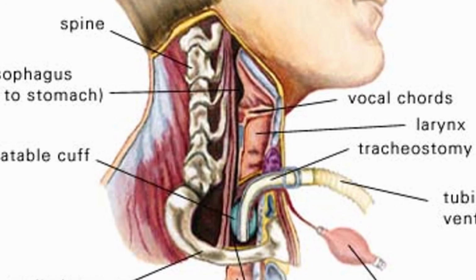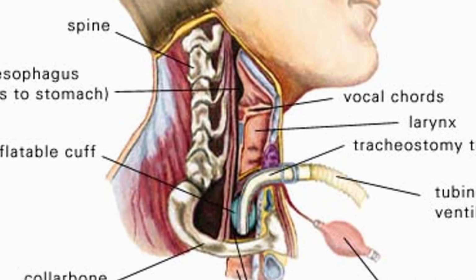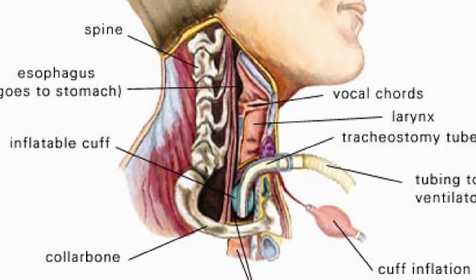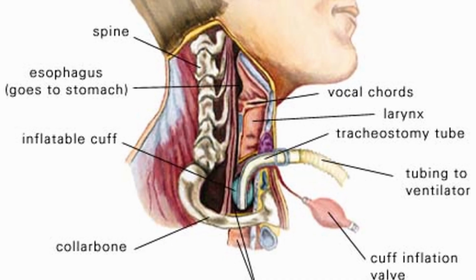A tracheostomy is a surgically created opening in the neck into the trachea, typically between the second and third tracheal rings. This opening, or stoma, has a trach tube inserted to allow a patient to breathe.